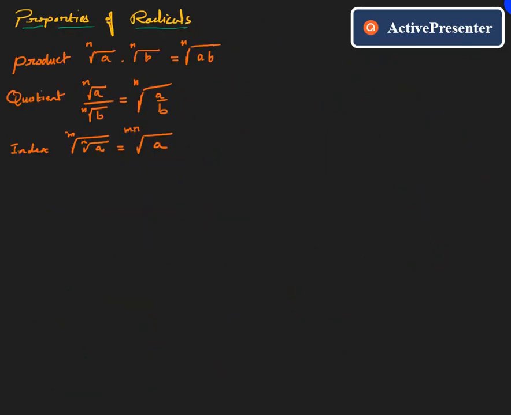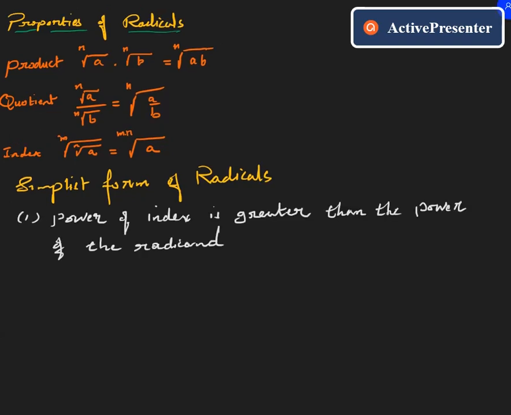Now let's discuss the simplest form of radicals. First, the index should have a power greater than the power of the radicand. For example, if we say the square root of x to the power 5, this is not in the simplest form. Why is that? Because the power of the radicand, which is 5, is greater than the power of the index, which is 2.